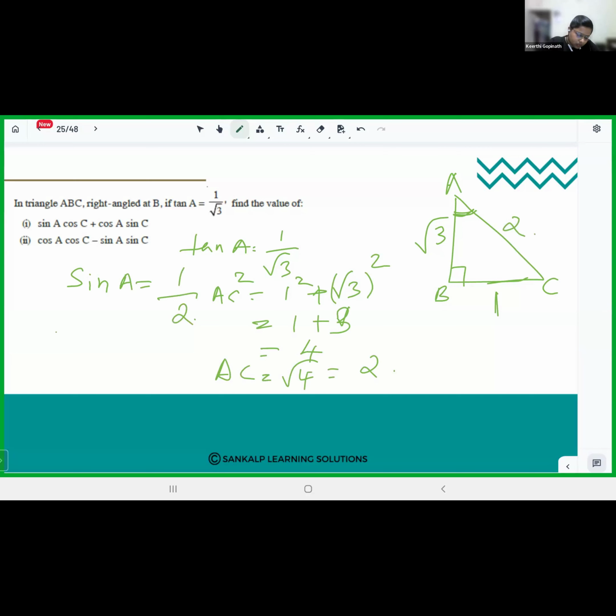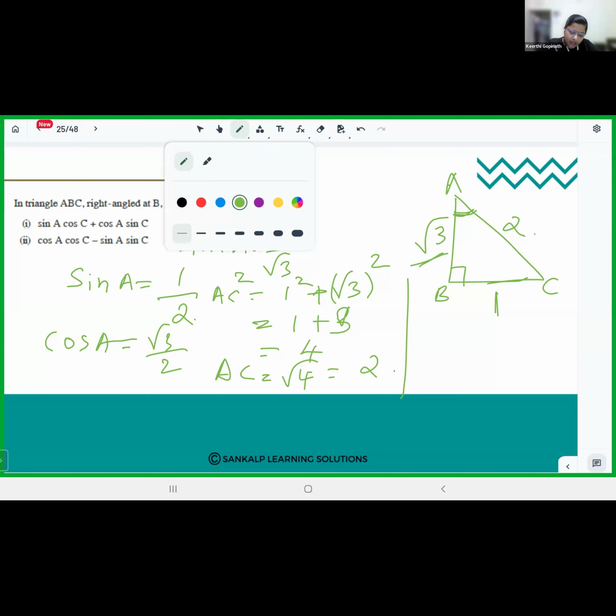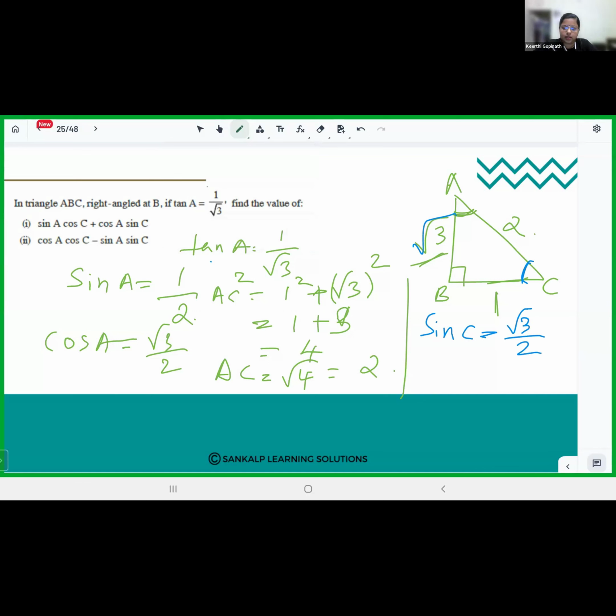And what about cos A? Cos A is equal to adjacent by hypotenuse. Adjacent is root 3. So root 3 by 2. So we obtained sin A and cos A. Now what we have to do? We have to find the values of sin C and cos C. Sin C is equal to, so this is the angle. Opposite of angle C is nothing but root 3. So root 3 by hypotenuse, that is 2. Okay, is that clear to you?